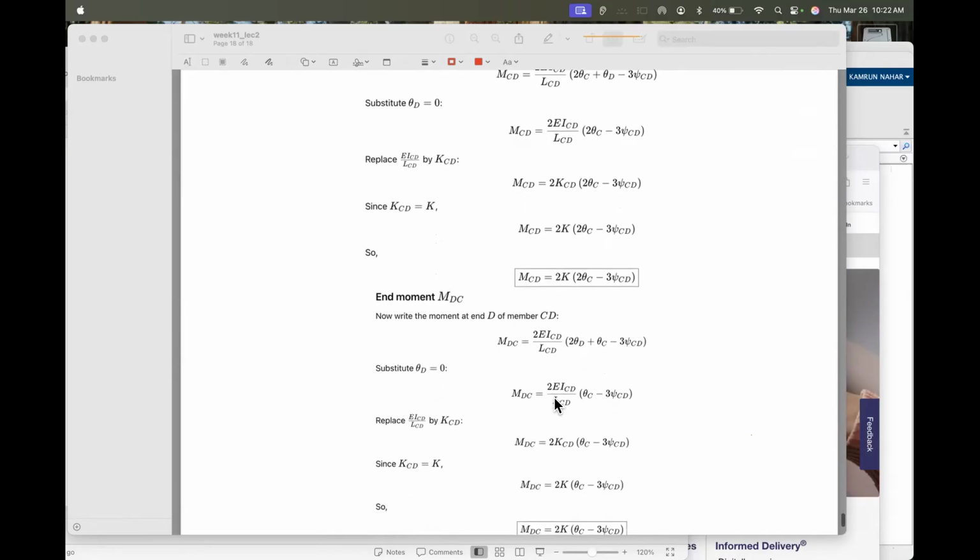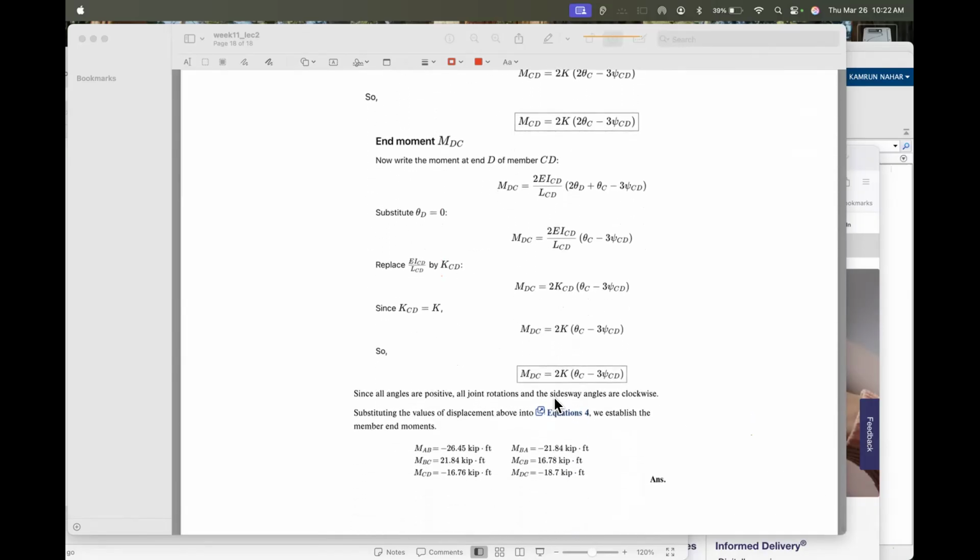Now I have the moment for CD. And now another moment you need to write at DC. Okay, write 2 theta D plus theta C minus 3 psi CD. And now again this term is 0, so I have theta C minus 3 psi CD. This one is constant. Okay, replace that one with K_CD. It's a K. We assumed that before, and now simplify the equation, and we have M_CD.